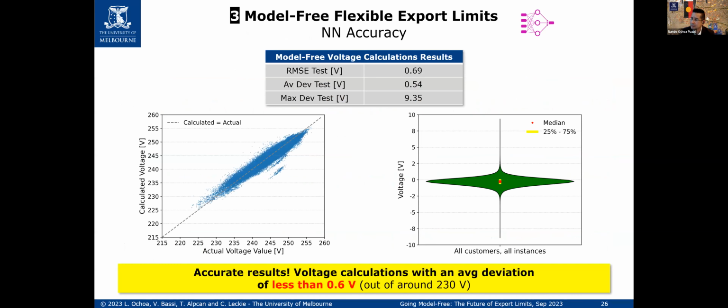Slide 26. What is the unit of RMSE? It doesn't have units. It's the root mean square error. Have you normalized output voltages? No, we don't normalize the output voltages. The output voltages are the voltages. Within the neural network, there's a normalization that happens, but I'm not going to go into the details. The actual voltages that we calculate are in units of volts, right? Slide 37.